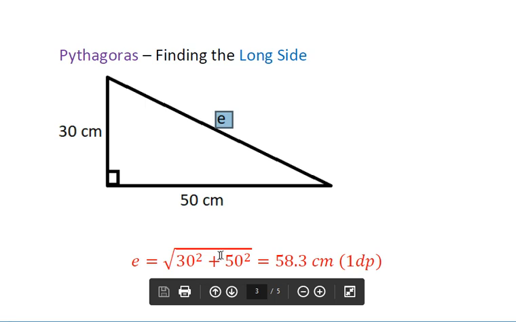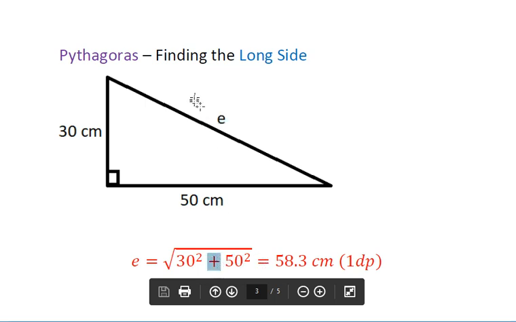Now it doesn't matter which way around. If you had 30 squared plus 50 squared or 50 squared plus 30 squared, you could try both of them if you wanted to, and then put square root over it, and you would end up with exactly the same answer, 58.3 centimeters. And the reason why we use plus here, mind you, is because we're trying to find a longer side. There is a case I'll explain in a minute where sometimes we use minus.